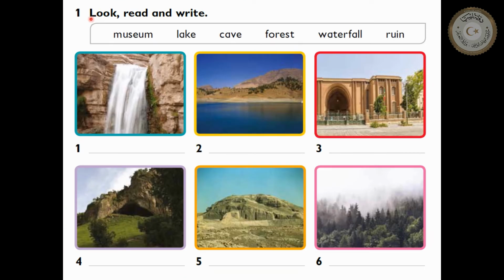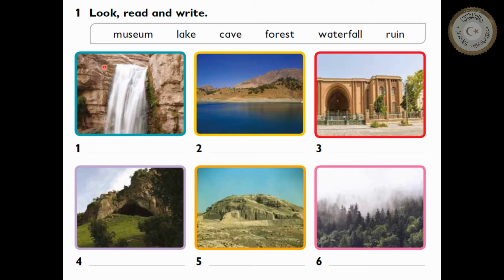Now, look, read, and write. So we need to look. Look to what? Look to different places in the pictures. So we have here some pictures. Then you are going to read the words in the box and write the word in front of the picture.